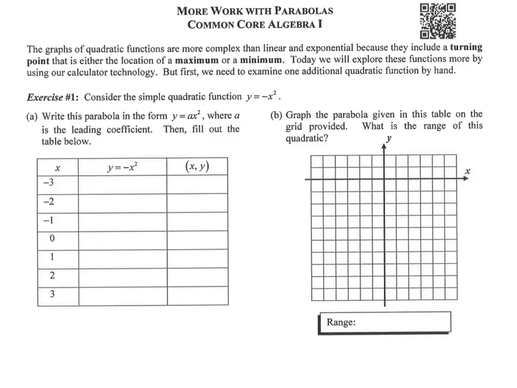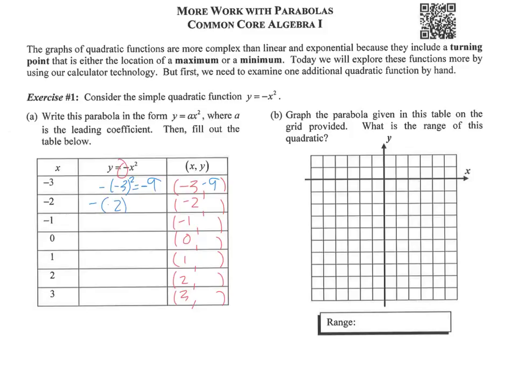For the first one, x is negative 3, then negative 2, then negative 1, then 0, 1, 2, 3. If you haven't noticed, you are given the x in each one of these, and you are solving to find y. So, since you have a negative on the outside, that means that no matter what, your answer is going to be negative. So it's going to be negative 3 squared, so it's going to be negative 9.